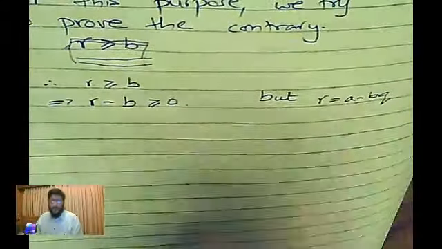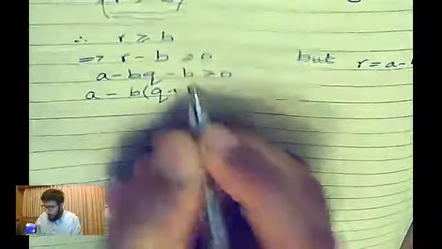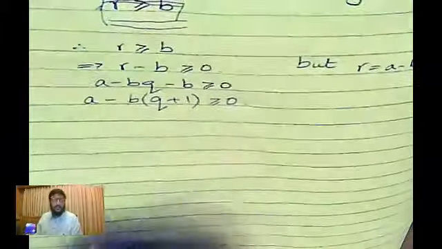But R equals A minus BQ, as we proved earlier. So we're going to put this here. A minus BQ minus B should be greater or equals to 0. And if we take B common here, we have this.